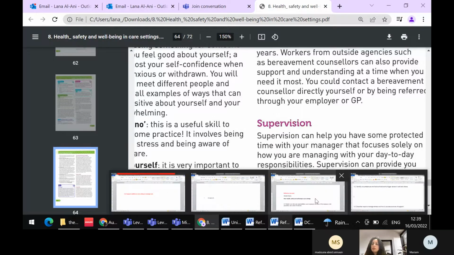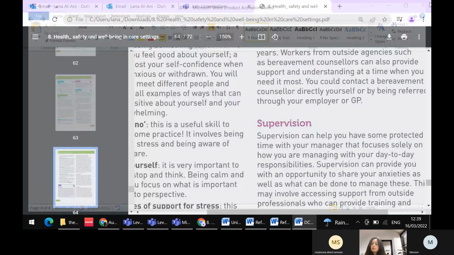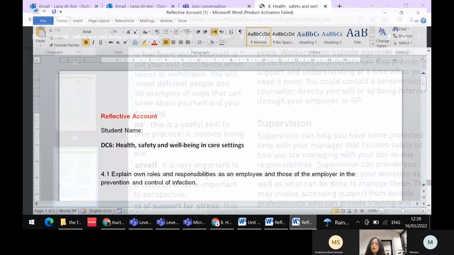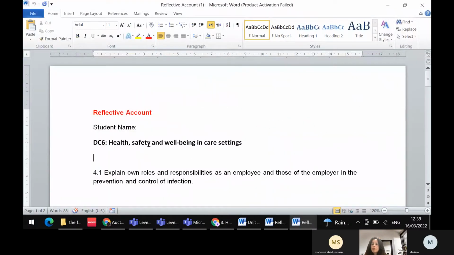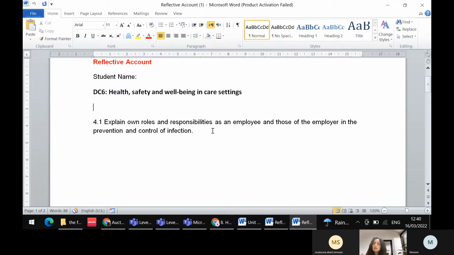Point 9, where is it? 9.3. So now if I close this one, I go back to the reflective account. Explain own roles and responsibilities as an employee and those of the employer in the prevention and control of infection. So what's your responsibility to control infection? You need to talk about yourself here. You see, this is a reflective account.